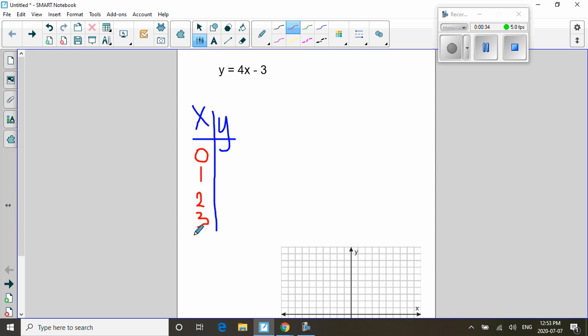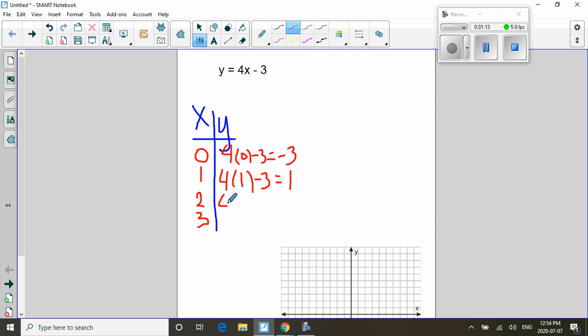So from there, we know what our x values are. We need to figure out what our y values are, and that would come from actually replacing the x with those values. So the y value would be 4 times 0 and then minus 3. So that would be 0 minus 3, which is equal to negative 3. And then 4 times 1 minus 3. So 4 times 1 is 4, and 4 minus 3 is 1.